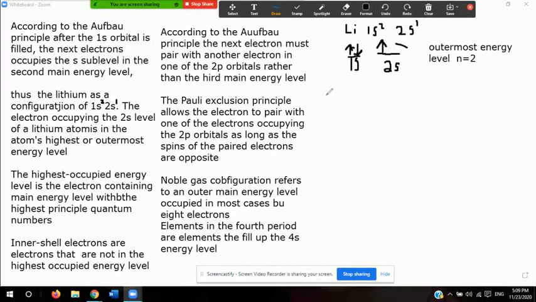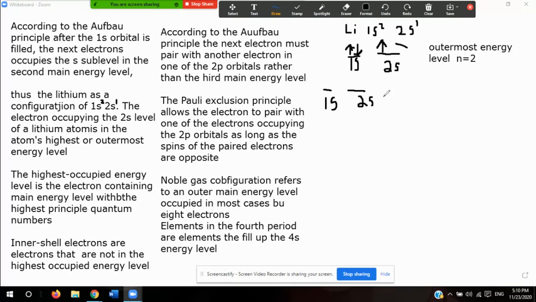So basically, the electron configuration goes from 1s, assuming, of course, that orbital is filled up, to the 2s. Now, according to the Aufbau Principle, the next electron must pair with another electron in one of the 2p orbitals. So we know that the 1s energy level has one sublevel.